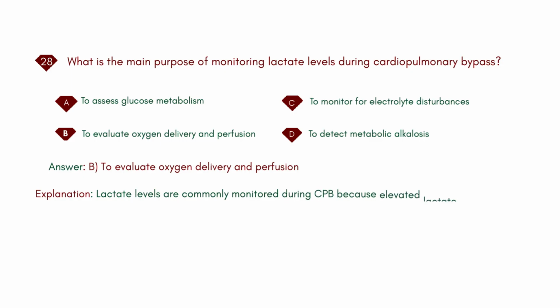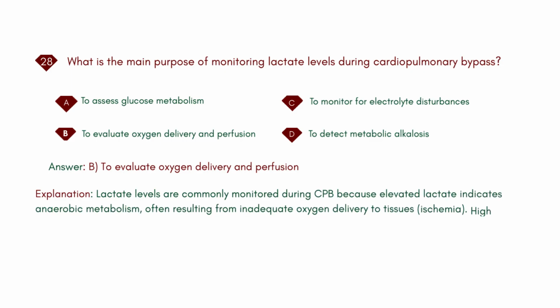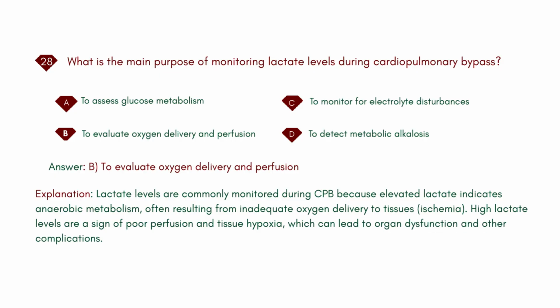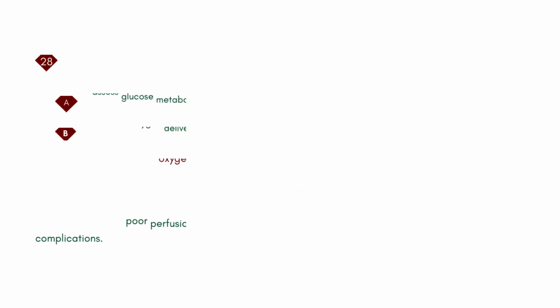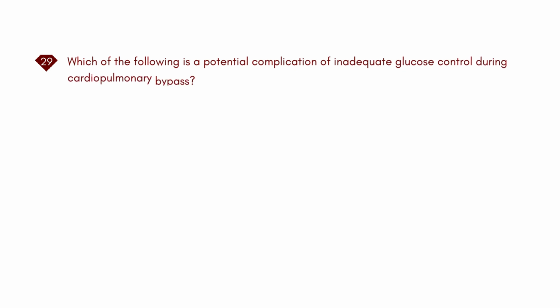Explanation: Lactate levels are commonly monitored during CPB because elevated lactate indicates anaerobic metabolism, often resulting from inadequate oxygen delivery to tissues, ischemia. High lactate levels are a sign of poor perfusion and tissue hypoxia, which can lead to organ dysfunction and other complications. Which of the following is a potential complication of inadequate glucose control during cardiopulmonary bypass?